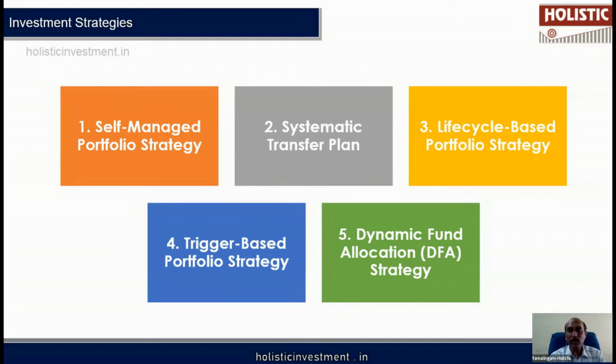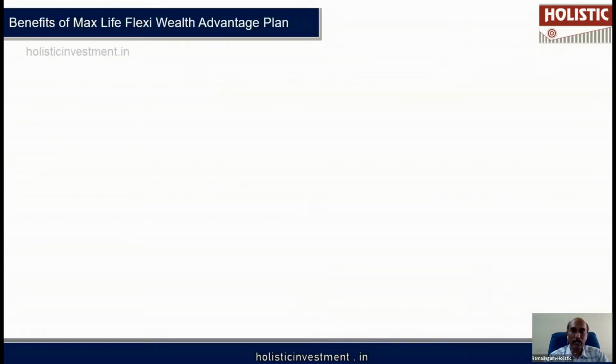A life cycle based portfolio strategy: based on your age and the life cycle in which you are, you can choose to have your asset allocation. When you advance in age, your equity exposure should come down. Trigger-based portfolio strategy and dynamic fund allocation strategy are also available. So based on your requirement and suitability, you can pick and choose the strategy.